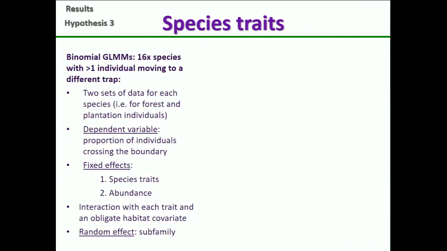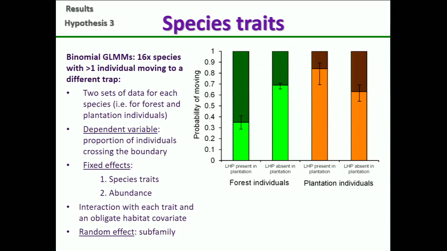And in my third analysis, I look at the species traits and whether species traits are important predictors of crossing. And so I performed binomial logistic regression models, and this was for 16 species for which I had multiple individuals captured moving to a different trap, so for species that I had movement data for. And for all the traits that I included in my models that were shown to be important predictors of boundary crossing, I calculated the logit probabilities of moving. I calculated these probabilities for forest individuals and for plantation individuals.